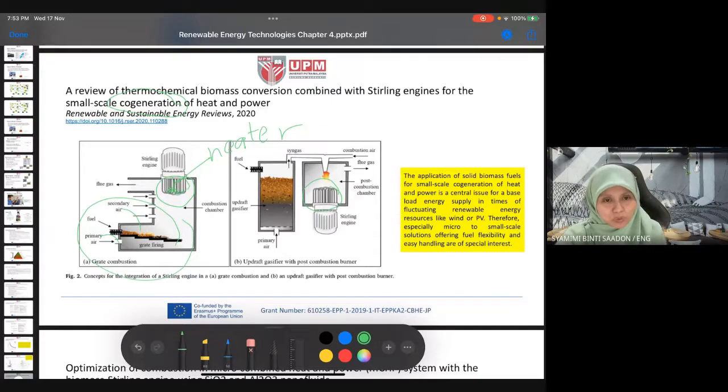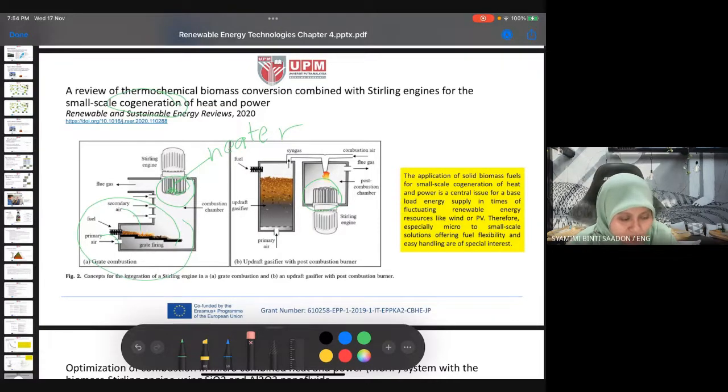Cogeneration means at least two productions, which are heat and power. It can produce mechanical power and heat at the same time. There are two configurations for the integration of biomass. One type is like A, and the second type is the updraft gasifier with post combustion burner. So there are differences in terms of the production.